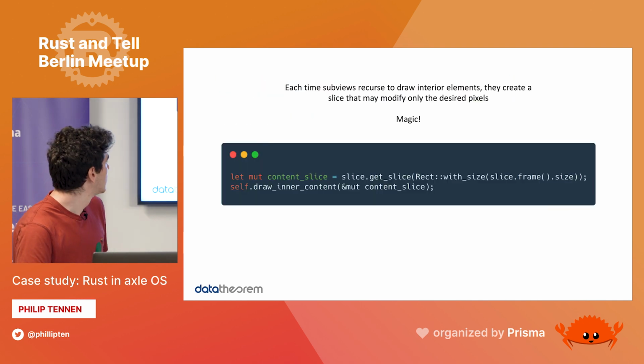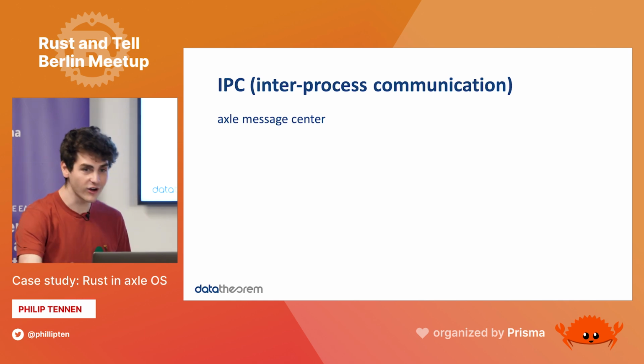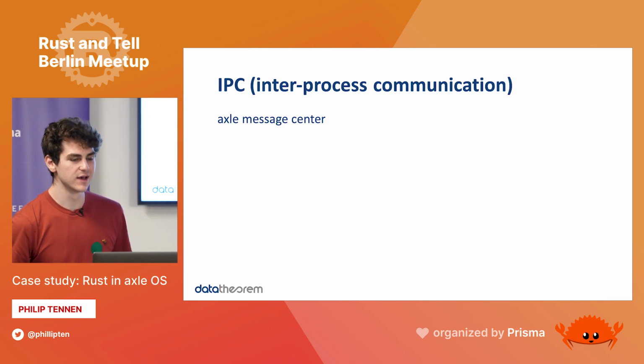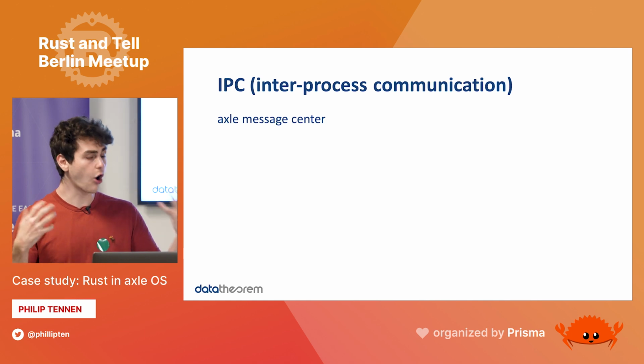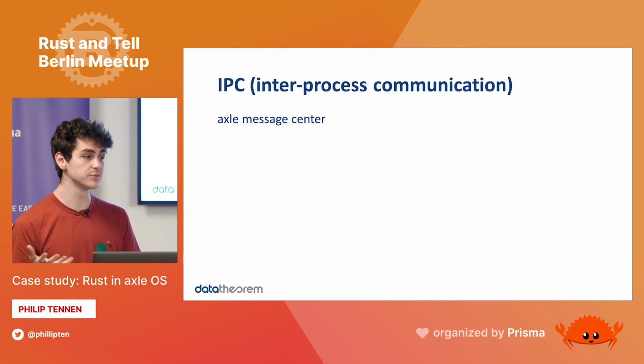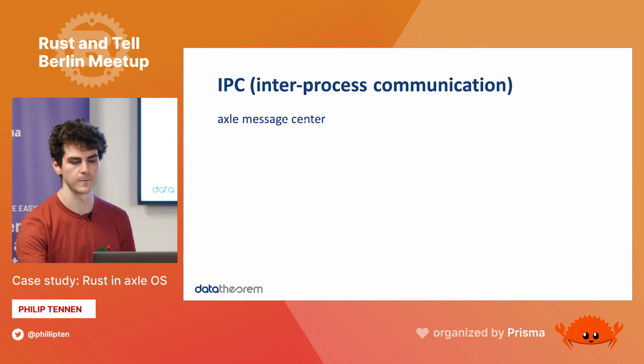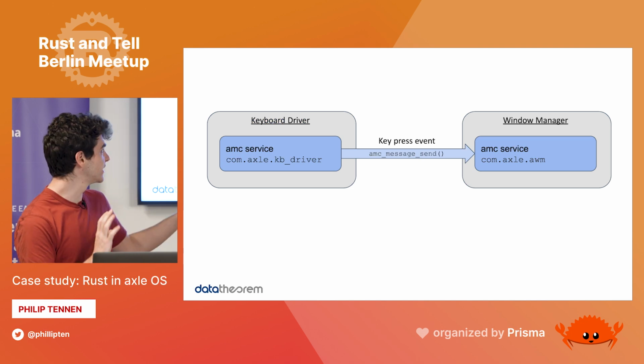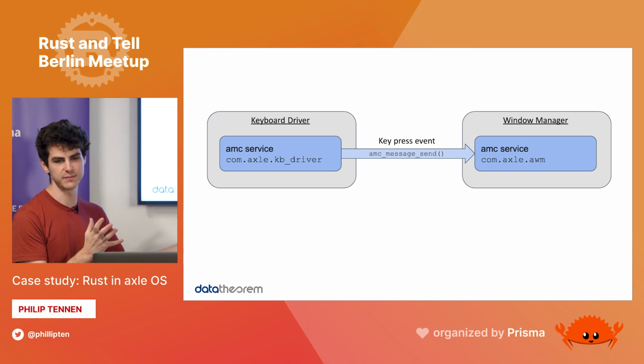Right. Moving on to interprocess communication. All interprocess communication in Axel OS happens by way of this kernel subsystem called the Axel Message Center, or AMC. So we could take a kind of case study here and imagine how this might work.